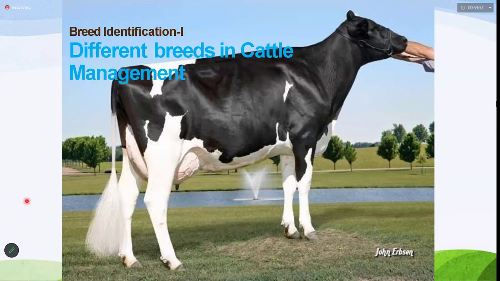Okay, we'll start to discuss the different breeds in cattle management. You know, cattle is the largest sector in Sri Lanka, so we'll take a big part of our story to discuss the breeds of cattle.